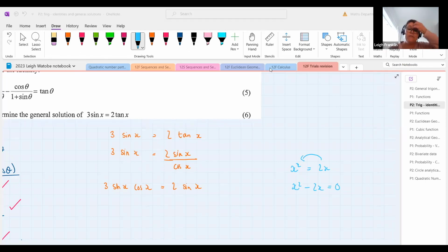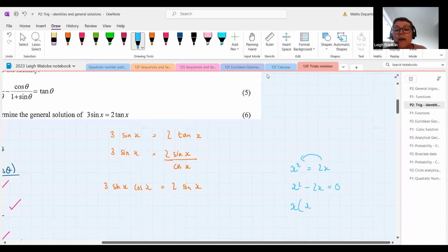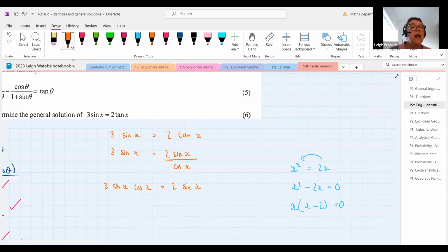I'm not allowed to divide by sine x. Number one, it's not an identity. Number two, I would lose a solution. So in the same way that I would move the 2x over to the other side and then factorize out a highest common factor, I would do exactly the same with what I have here in orange. I'm going to move this 2 sine x over to the other side. So I'm going to end up with 3 sine x cos x minus 2 sine x equals 0. And now what can I do?